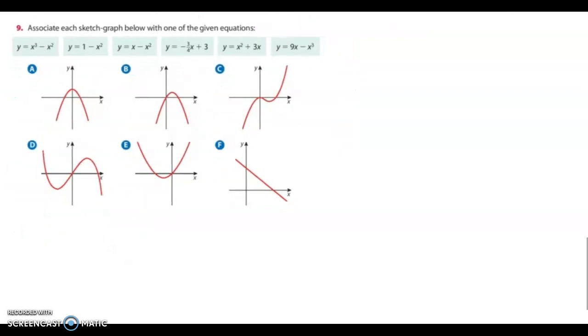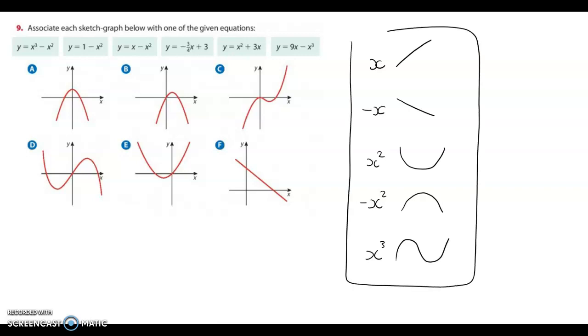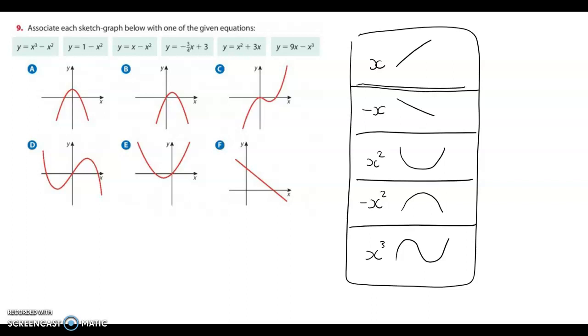Let's have a look at this question. Associate each sketch below with one of the given equations, so each one is linked to an equation. There are basic rules here. In functions, if you have an x, it means the line is going up. If you have a negative x, it means the line is going down. If you have an x squared, it means it's a smiley face. If you have a negative x squared, it means it has an unhappy face. If you have an x cubed, it means it is a snake. Those 5 rules really help when these types of questions come up, because they help you identify a function very quickly.